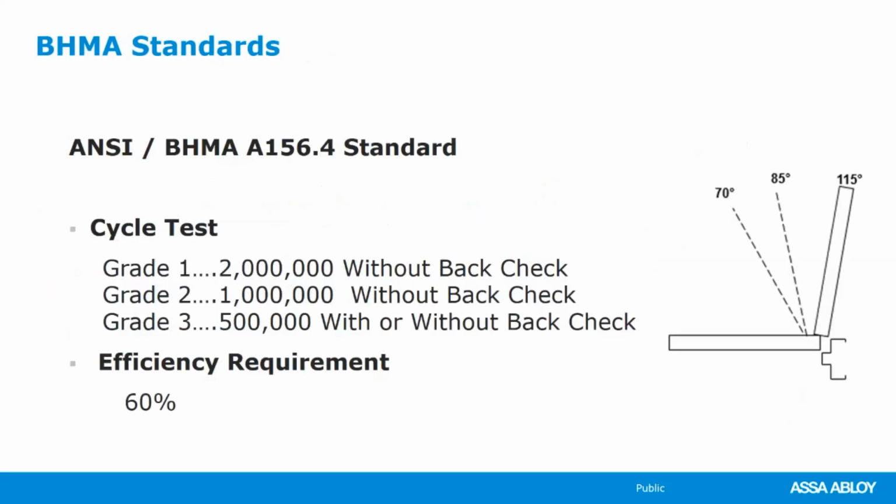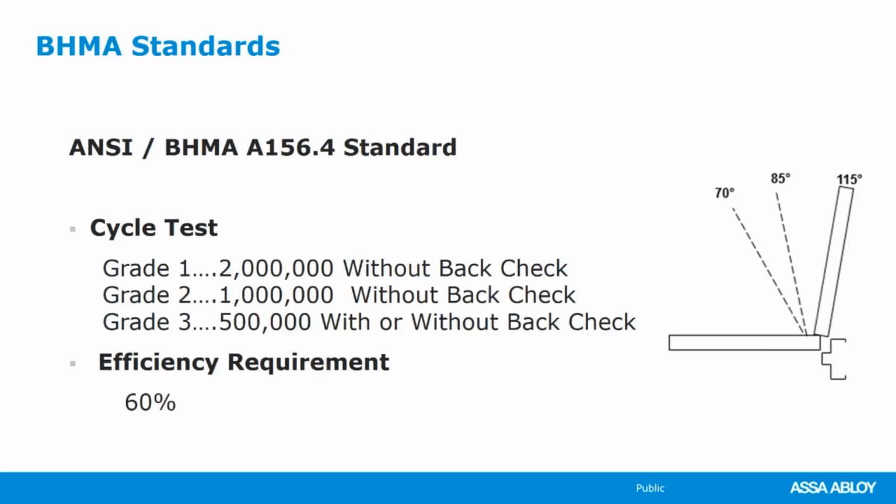ANSI BHMA requires a couple things here. To be a grade 1 door closer, if the closer does not have back check, it requires 2 million cycles. If it has back check, it's 1.5 million cycles. To be a grade 2 closer, it's 1 million cycles without back check or 750,000 cycles with back check. To be a grade 3 closer, it's 500,000 cycles with or without back check.